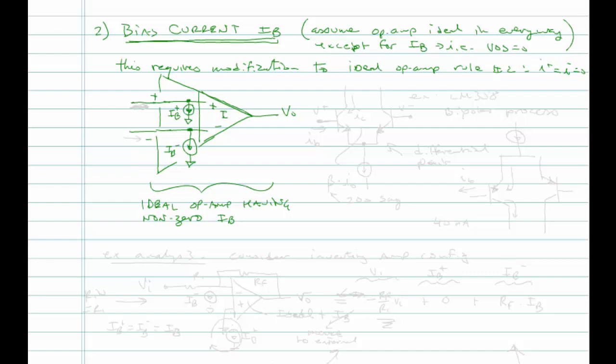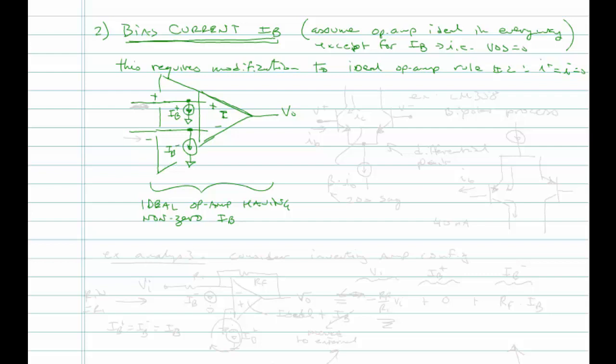Okay, so we're going to use the same method as with the offset voltage. When you analyze a circuit whose op-amp you're told has some bias current, you replace the op-amp with an ideal op-amp, and on your schematic you add in these 2 bias currents. So where do these come from?